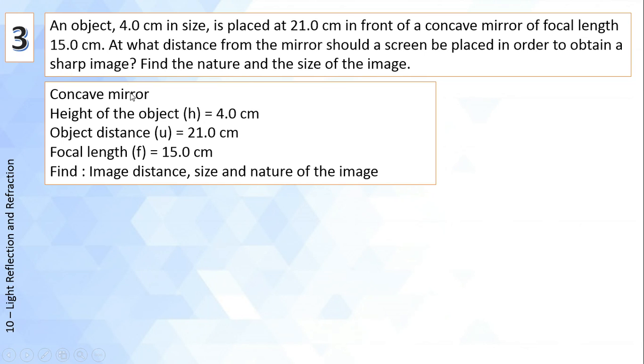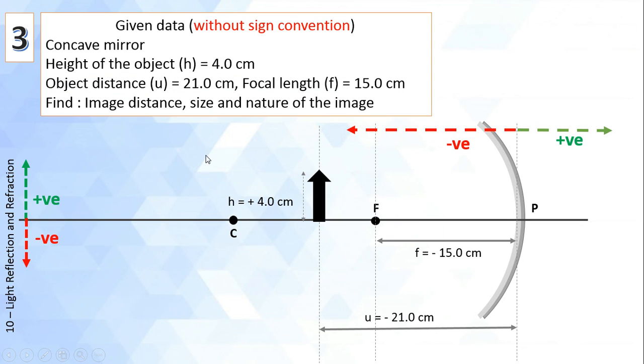As usual, I have written here all the important points from the given question: the concave mirror, height, object distance, focal length, and so on. First, draw a rough diagram. First write the value, then apply sign convention, and change the value.